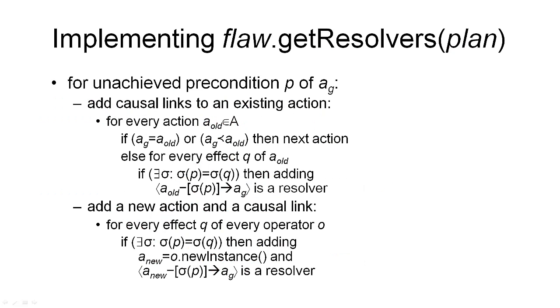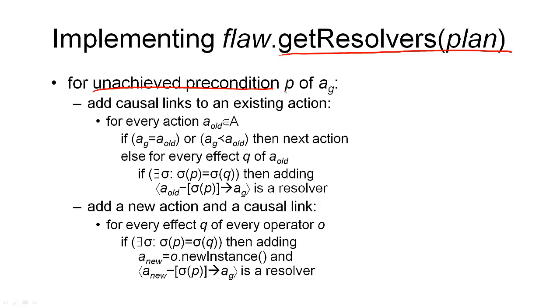Now that we have detected the two types of potential flaws that can exist in a partial plan, we need to look at the function that can remove these flaws. And this is this function here, getResolvers. A resolver is a way of removing a flaw from a plan. And we will first look at the flaw that is an unachieved precondition in our partial plan.